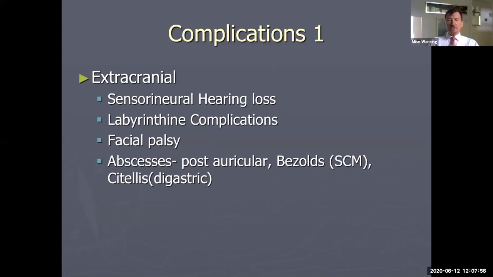So what are the complications of cholesteatoma? They're divided into extracranial and intracranial. So the extracranial, the first one is probably sensorineural hearing loss, which is really a complication of cholesteatoma.